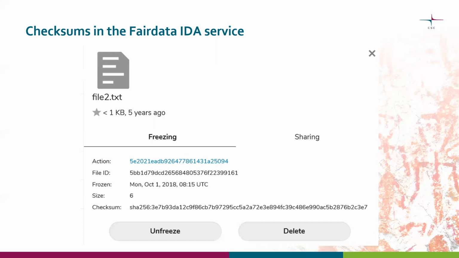Checksums for frozen files are generated automatically by the service using the SHA 256 algorithm and are displayed in the service as SHA URIs in hexadecimal form. You can generate a new checksum for comparison with the checksum generated by IDA by using the commands shown in the previous slide.